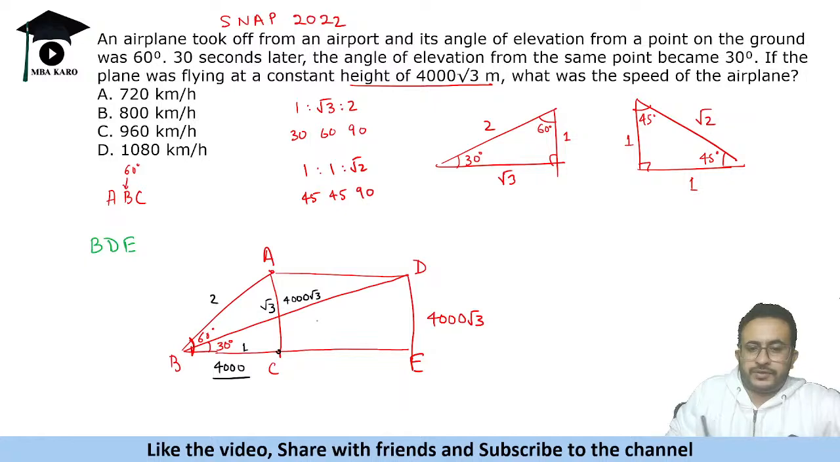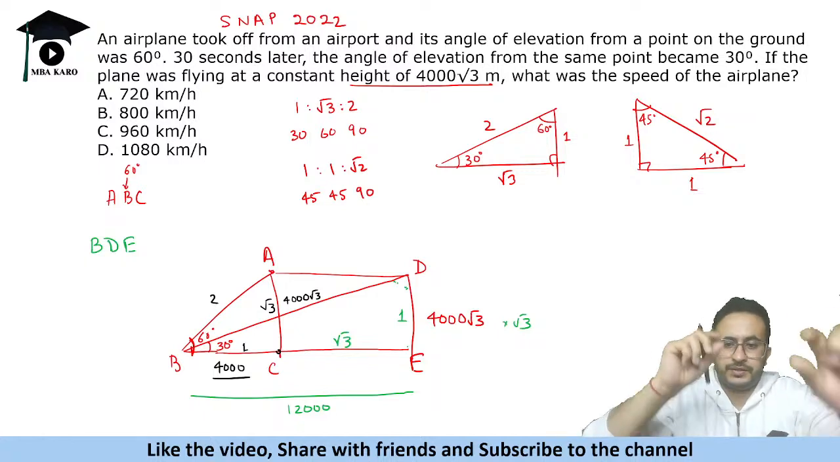Okay. Now 30, 60, 90 में क्या होता है? This is one time. 30 के opposite जो side होगी, that is taken as ratio 1. And this is opposite 60 degree because 30, 60, third is 90. So this is root 3 times. Now this one part is 4000 root 3. Root 3 times if we do, this will be 12,000. If you multiply this by root 3, it becomes 12,000. So 12,000 is from here till here.